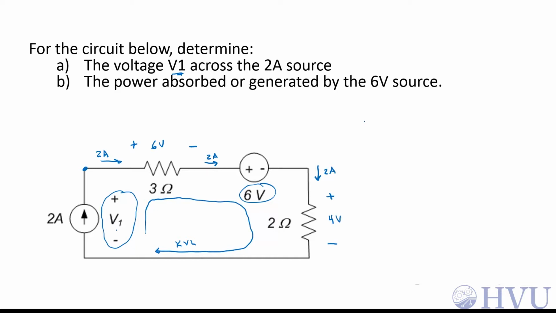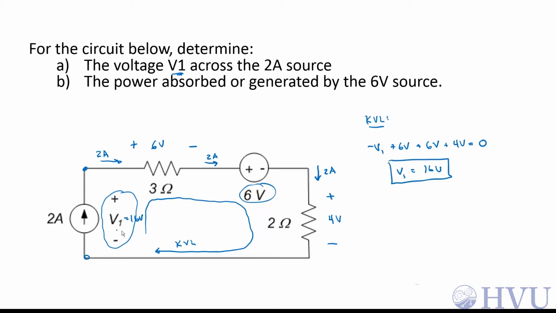Now I can do KVL. So starting down here, I see the negative terminal on V1 first, then I get a plus 6 volts from the 3 ohm resistor. I get 6 volts from the 6 volt source, and I have 4 volts across the 2 ohm resistor. That brings me back to my starting point, and those sum to 0. So V1 is equal to 16 volts.